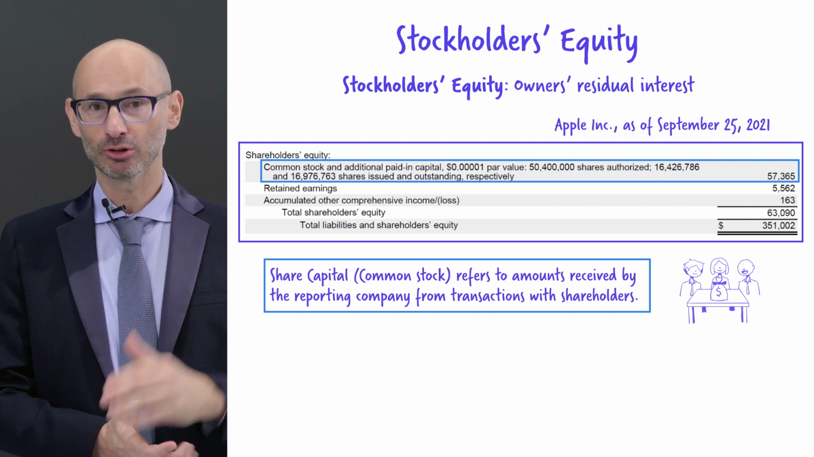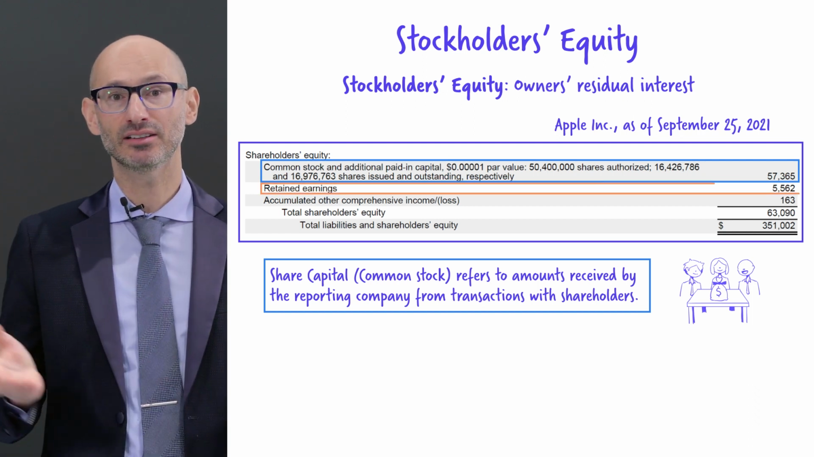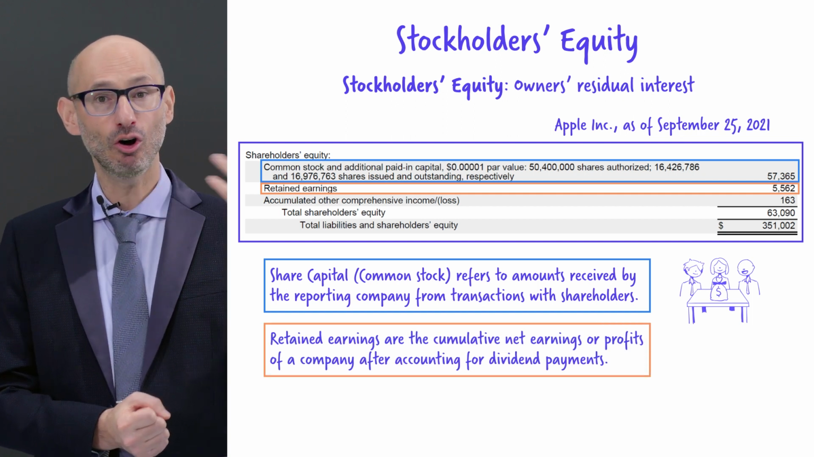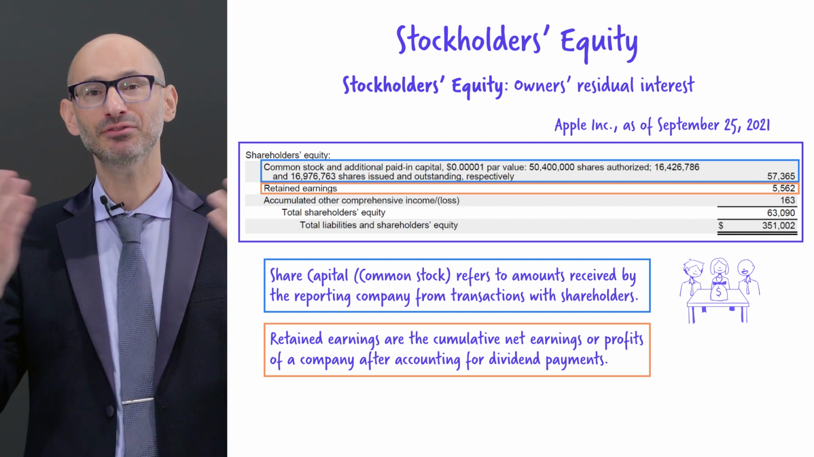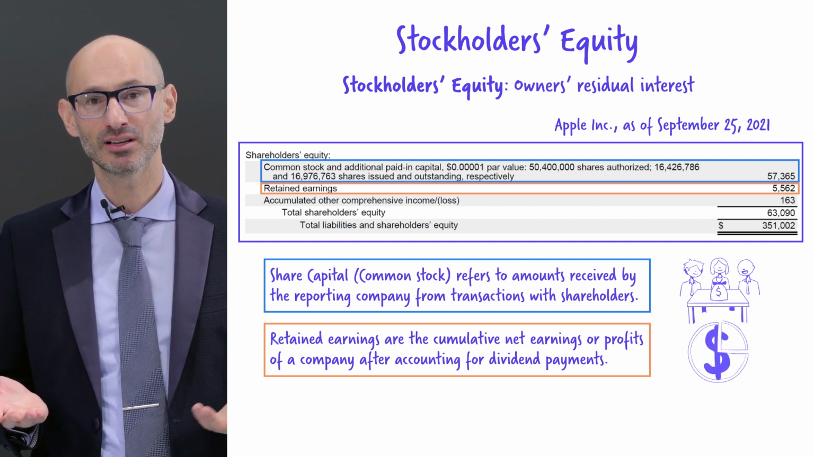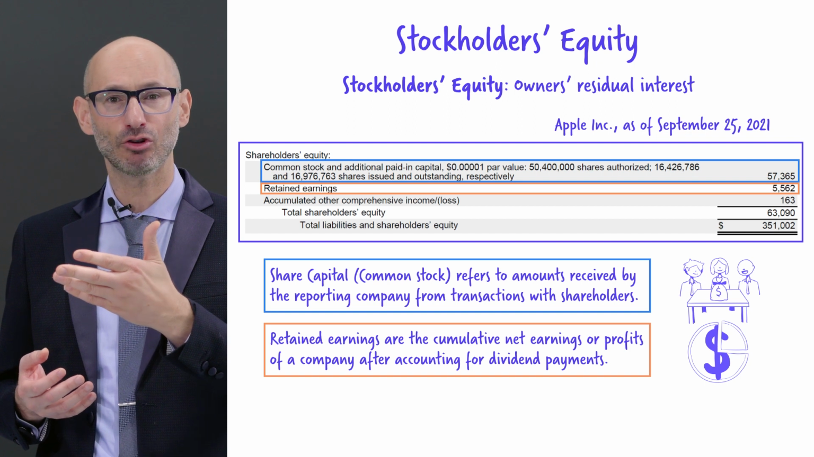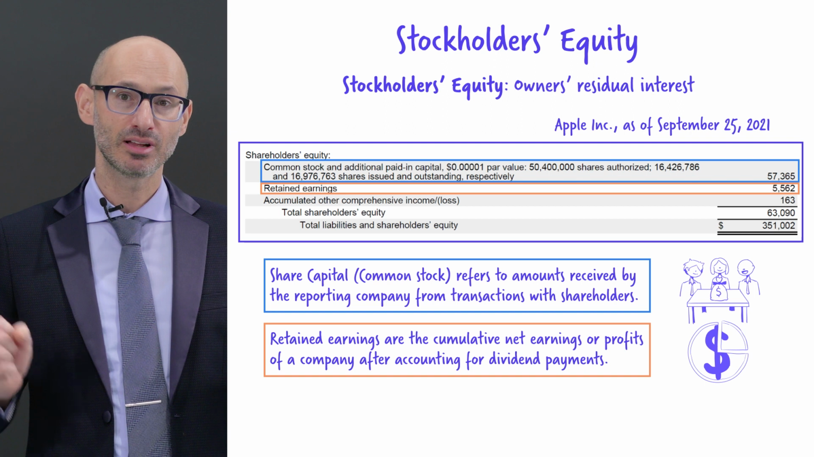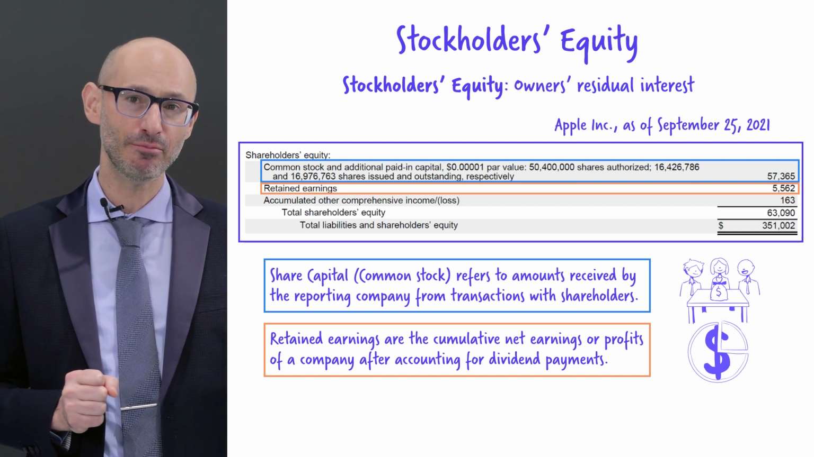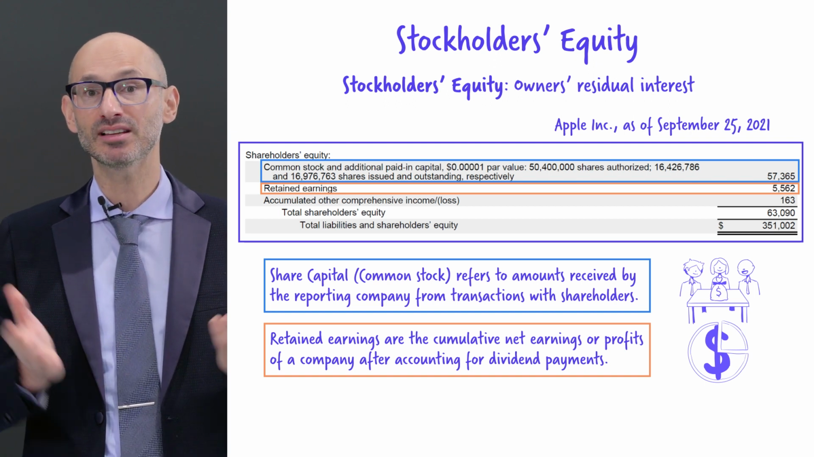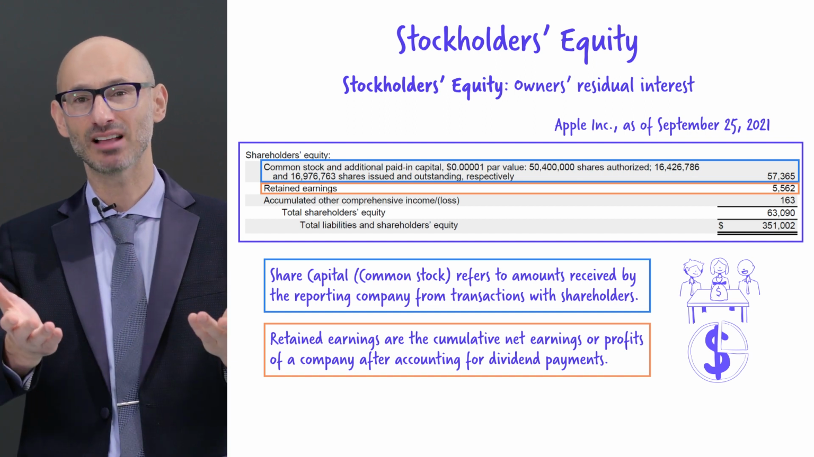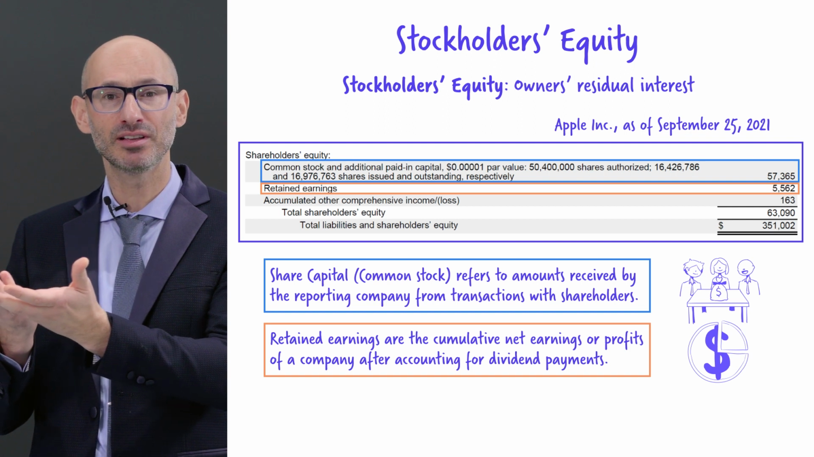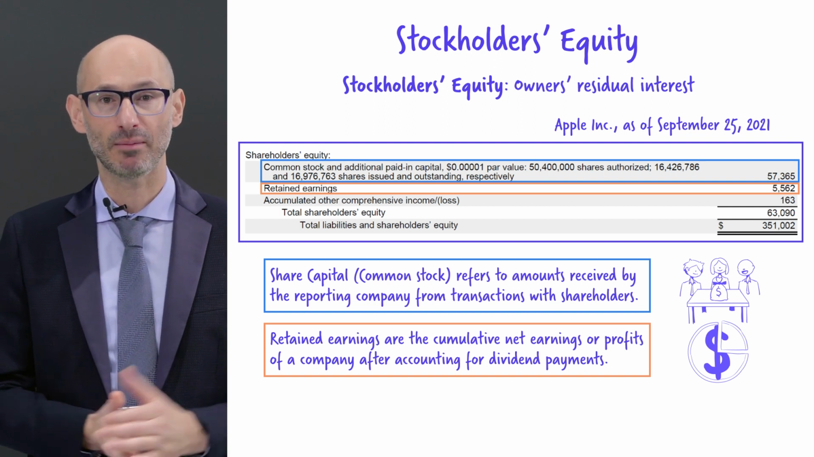The second component of Apple's equity section is retained earnings. Retained earnings are the cumulative net earnings or profits of a company after accounting for dividend payments. This is how much the company has retained from its earnings over the life of the company. This number is not large. Apple makes anywhere between 25 billion and 50 billion of earnings a year, but they do not retain this number. They do not need it. They simply give it away to shareholders in terms of dividends and stock buybacks.